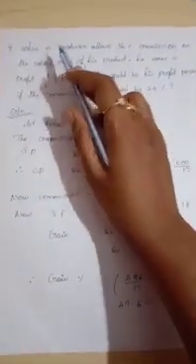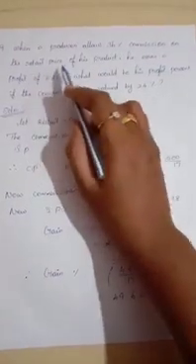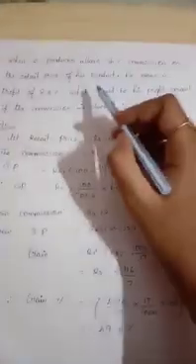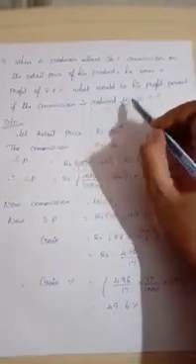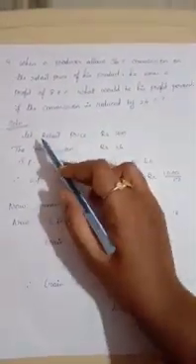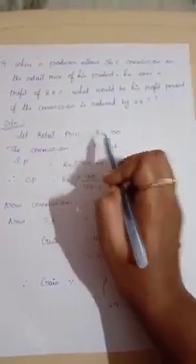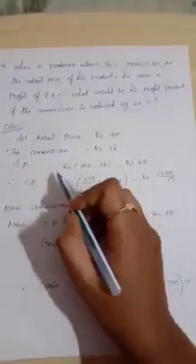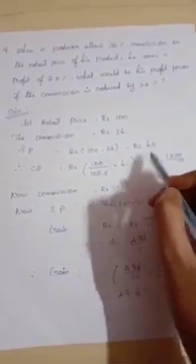So next problem. When a producer allows 36% commission on the retail price of his product, he earns a profit of 8.8%. What would be his profit percent if the commission is reduced by 24%? Solution. The retail price is rupees 100. The commission is rupees 36. So selling price equals rupees 100 minus 36, so rupees 64.